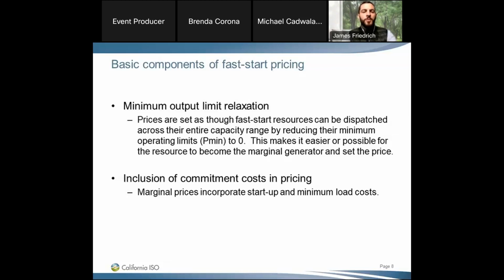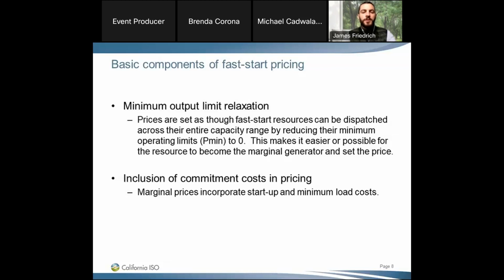So we saw from workshop 1 when we had a unit that had a small dispatchable range, meaning its P-min and P-max are relatively close together, that resource has a difficult time setting the price unless the incremental demand happens to be within that dispatchable range. By relaxing the minimum operating limit of a resource, you allow it, at least in the pricing run, to be considered by the optimization to be marginal and set the price.